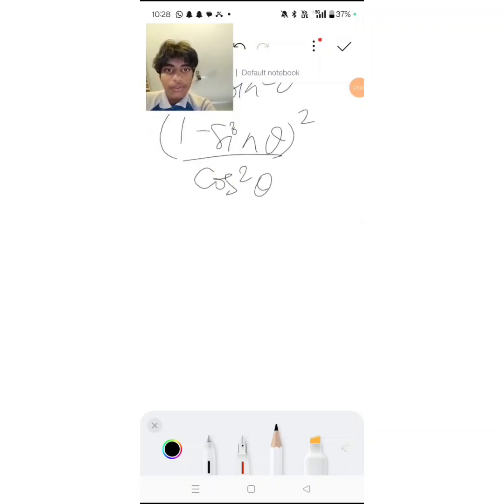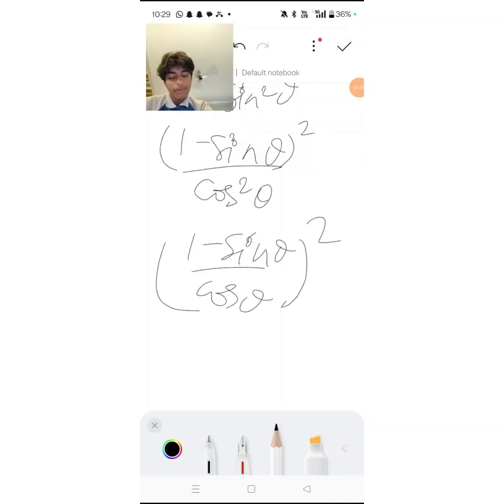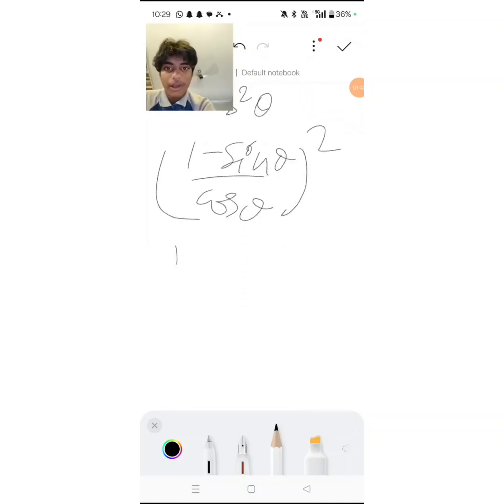Now what we can do is, since both of them are in squares, we can just put a whole bracket. So this is 1 minus sin theta upon cos theta, a whole square, right? Whole square. So what we need to do is, first we need to just open up this bracket. So this just becomes 1 by cos theta minus sin theta by cos theta.